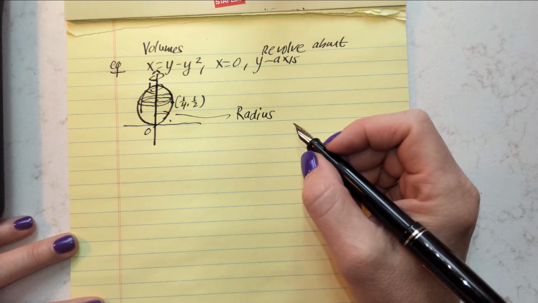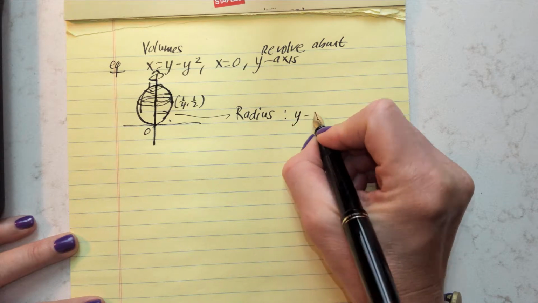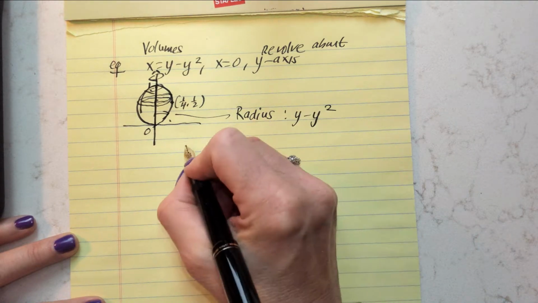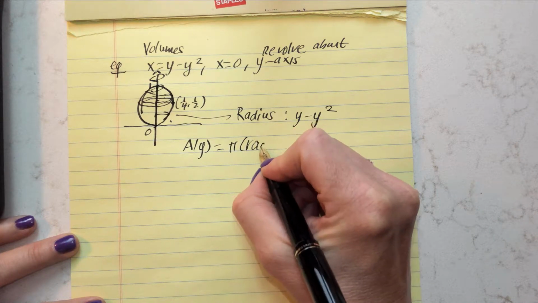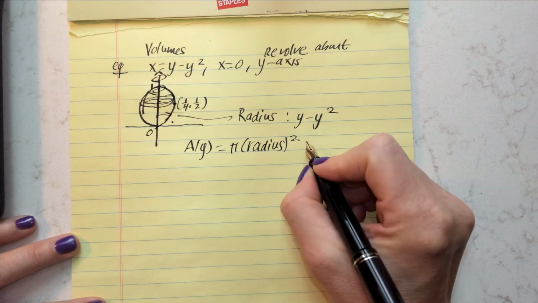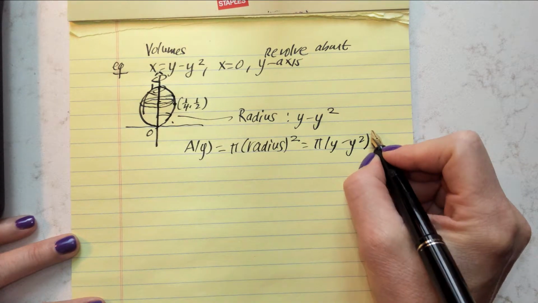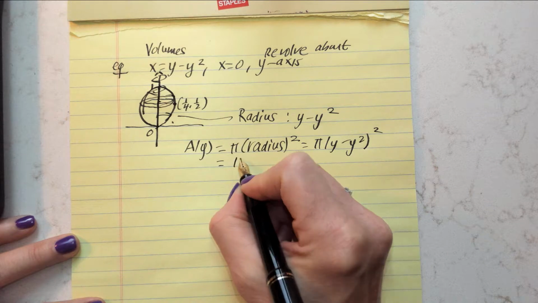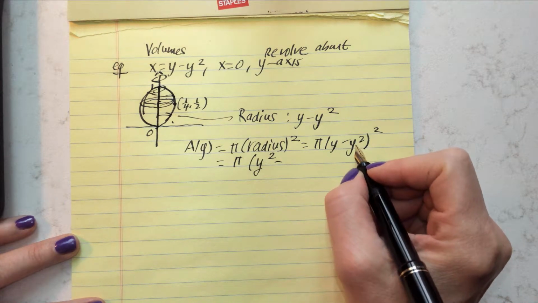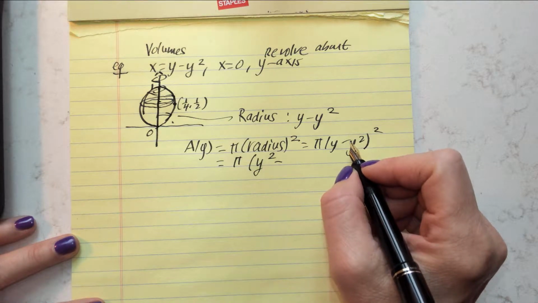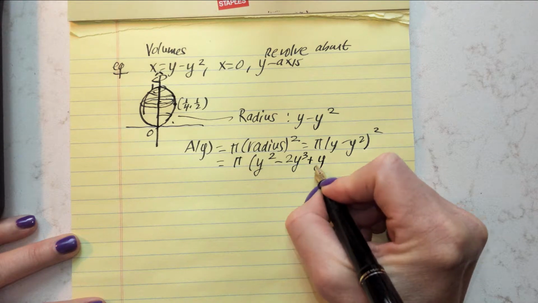Well, the radius is what? It's just the height of this parabola. So the radius is y minus y squared. And the area then, as a function of y, is pi times the radius squared. So it's pi times y minus y squared, squared. So that's pi times what? y squared. And then when you multiply these two together, you're going to get y cubed. And you have two of them, so a minus 2y cubed plus y to the fourth.